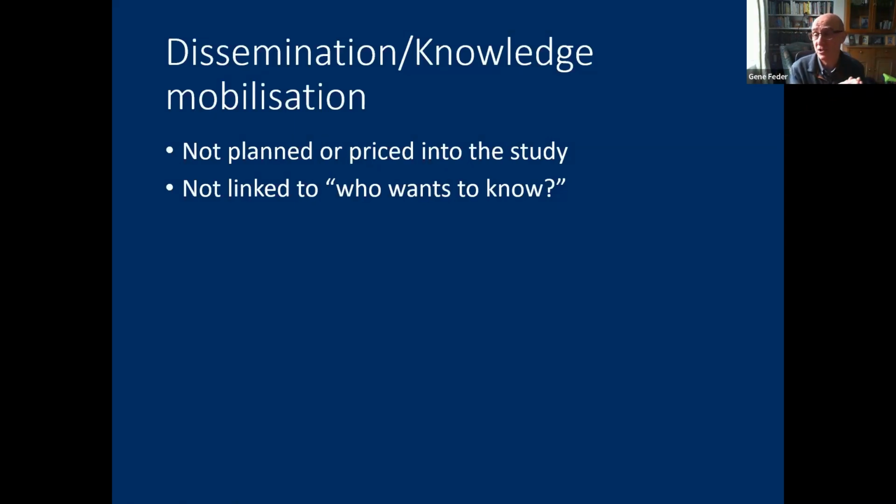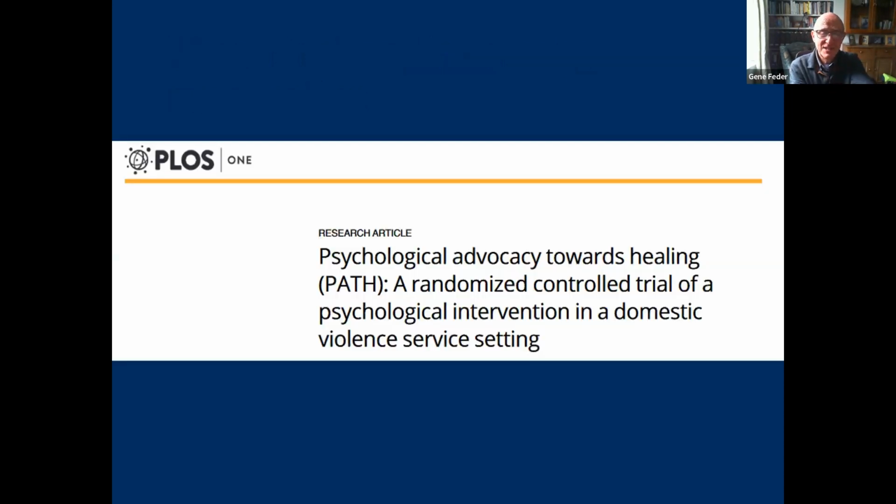It's that extra work which, again, NIHR, and to some extent MRC, can actually fund. The mistake is not linking it to who wants to know. I'm going to give you an example of that mistake. This was, as I mentioned before, the PATH trial, which showed a real, clinically important benefit on mental health for women who got this additional psychological intervention, as well as their normal domestic violence advocacy. And we didn't build in enough work around knowledge mobilization or knowledge exchange.